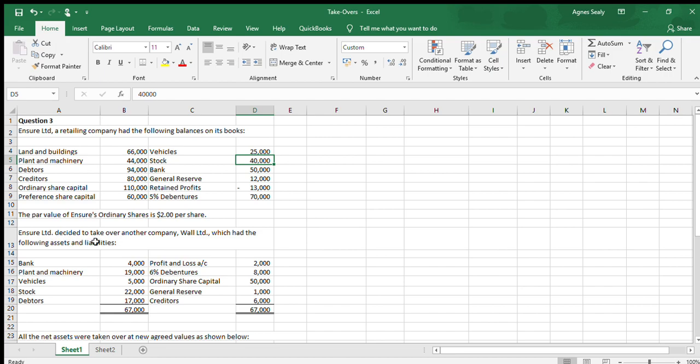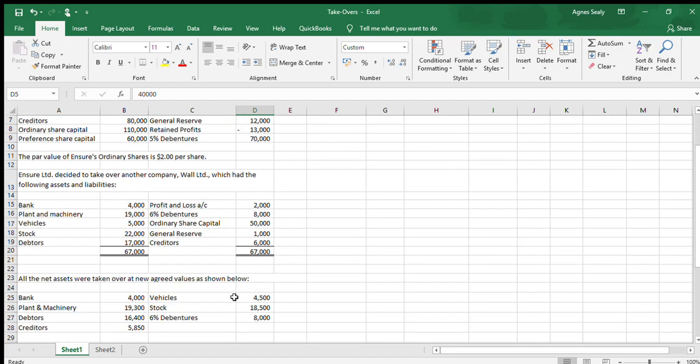Insure Limited decided to take over another company, Wall Limited, which had the following assets and liabilities. So Insure is going to take over Wall Limited, and these are the assets and liabilities for Wall Limited. Wall has bank of 4,000, plant and machinery 19,000, vehicles 5,000, stock 22,000, debtors 17,000, profit and loss or retained earnings $2,000, 6% debentures 8,000, ordinary share capital 50,000, general reserve of $1,000, and creditors of $6,000.